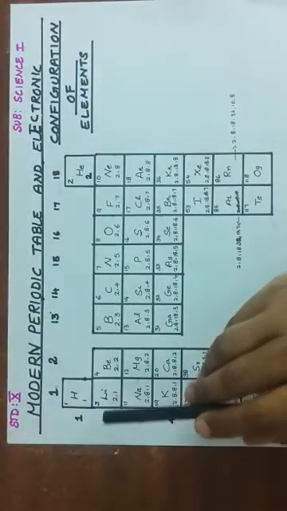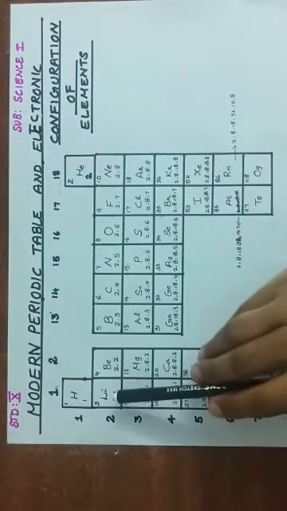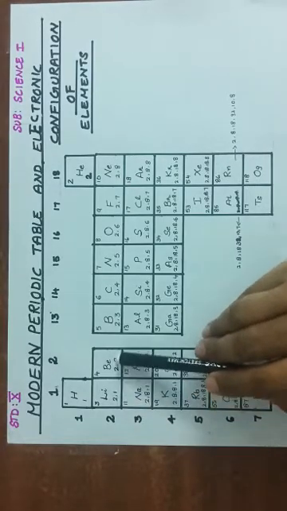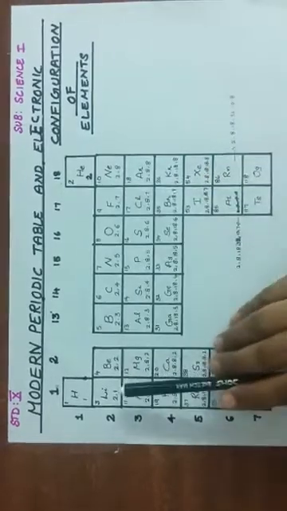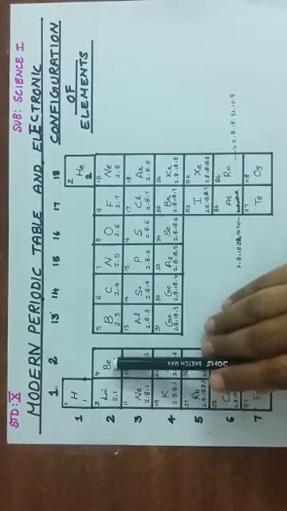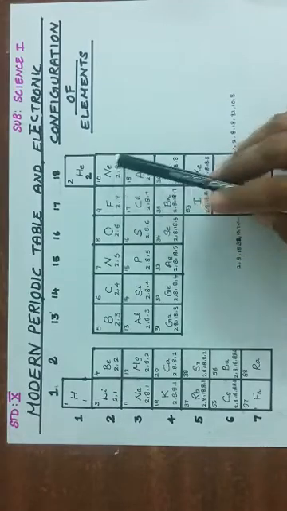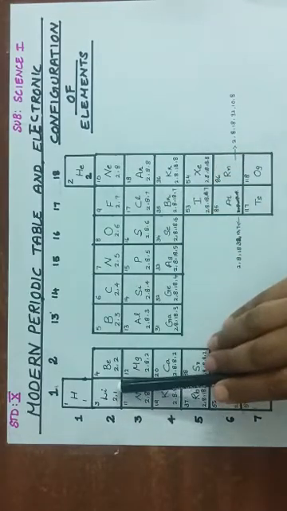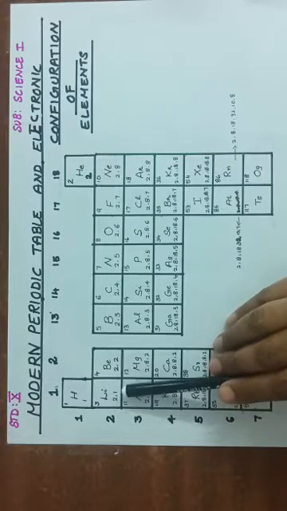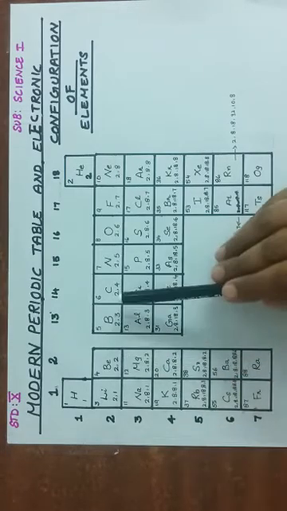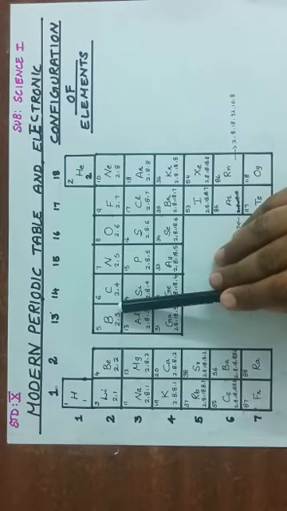Now in a period, what happens to the valency? Now I am going to take the period 2, that is the second period elements. The second period elements are lithium, beryllium, boron, carbon, nitrogen, oxygen, fluorine and neon. What is the valency of the first element in the second period? Lithium, its valency is 1. Beryllium, second element, its valency 2. Third element is boron, its valency 3.